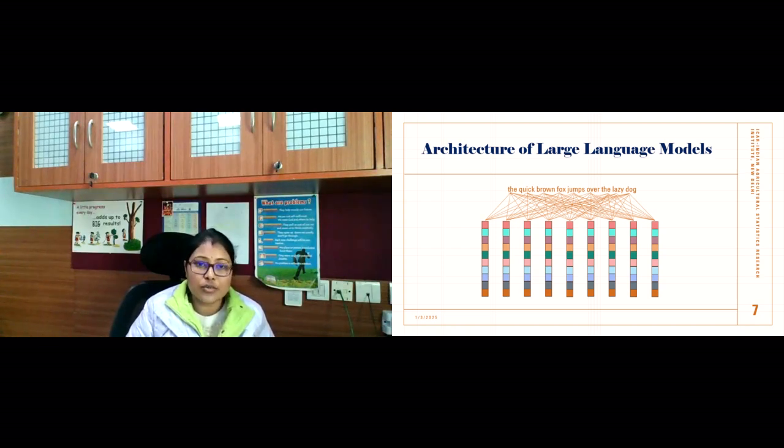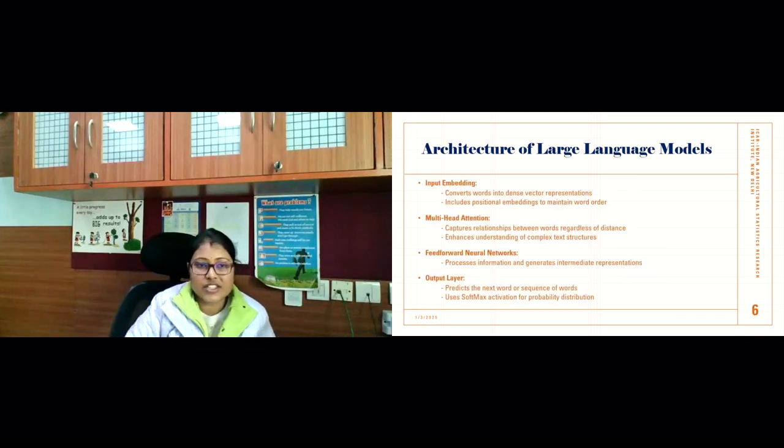So this is one type of question that you can ask, the user prompt given by the user. And there are multiple such questions. However many questions are asked, these sentences basically make up the input embedding vector. Okay, so we will come back to the previous slide. That is how input embedding converts the words into dense vector representations, and it also includes the positional embeddings to maintain the word order.